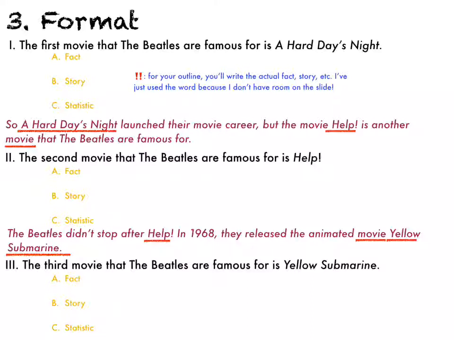It just sounds redundant. So I would say, so A Hard Day's Night launched their movie career, but the movie Help is another movie that the Beatles are famous for. Then I would move into fact A. And I would say, Help was released in whatever year it was released in. So don't state your main points. It's taken care of really in your transition.